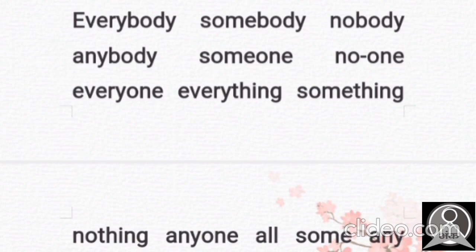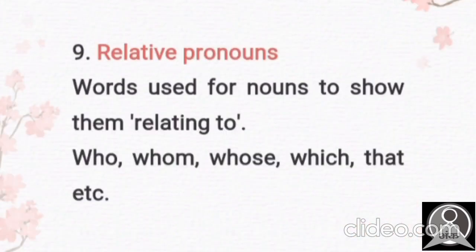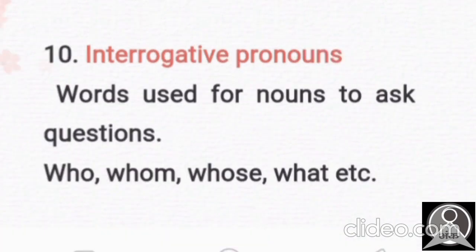So now the ninth one is relative pronouns. Words used for nouns to show them relating to something, okay, are known as relative pronouns, like who, whom, to whom you are going to. Okay. And now the next one, interrogative pronoun, is there. Words used for nouns to ask questions, okay, like who, what, whose, these kind of words, like what's your name.